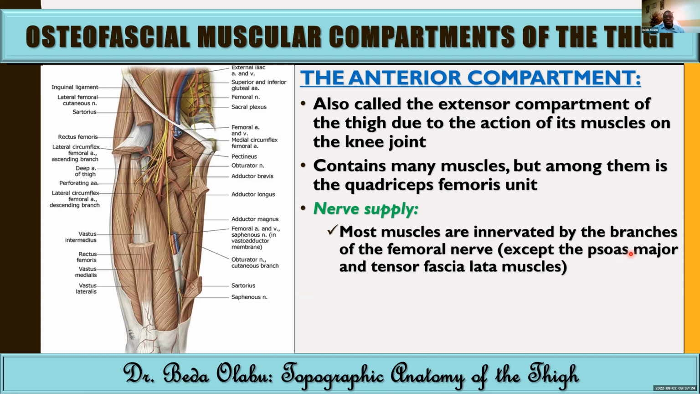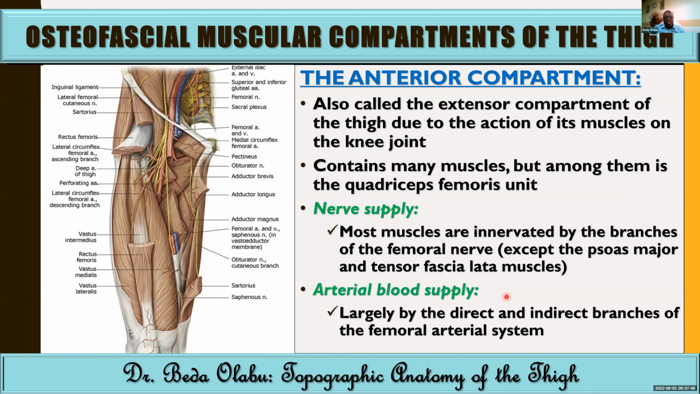So psoas major is not innervated by the femoral nerve. Tensor fascia lata is also not innervated by the femoral nerve. If you remember from the previous session, tensor fascia lata is supplied by the superior gluteal nerve, the same nerve that goes to the gluteus medius and minimus. How about their blood supply? The blood vessels which go to the muscles of the anterior thigh will be either direct or indirect branches from the femoral arterial system. We'll be talking about the femoral arterial system towards the tail end of this particular virtual lecture.